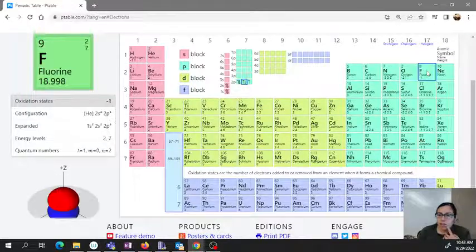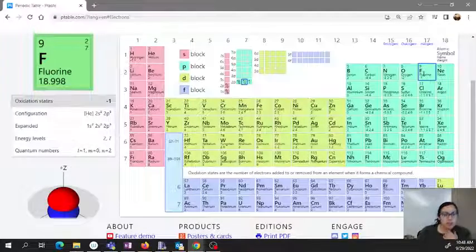And so you can click along and see the electron configuration.